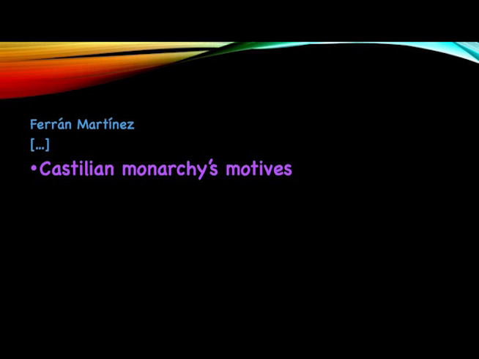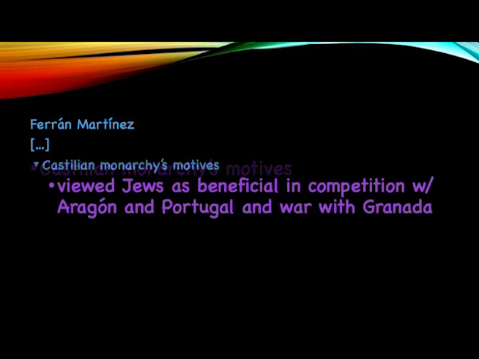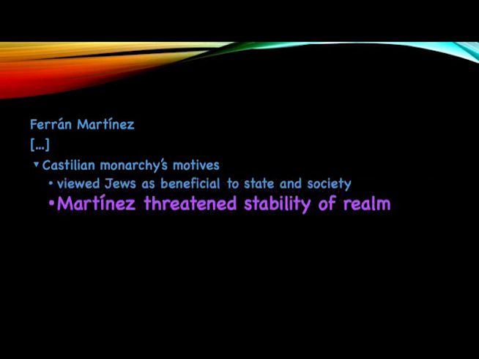Three principal issues drove the decisions of both monarchs. First, the crown was competing against Portugal and Aragon and waging a war against the Muslim kingdom of Granada. The crown viewed the Jews as a benefit in these efforts. Second, the crown correctly saw Martínez's anti-Semitic activities and his opposition to royal authority as a direct threat to public order.